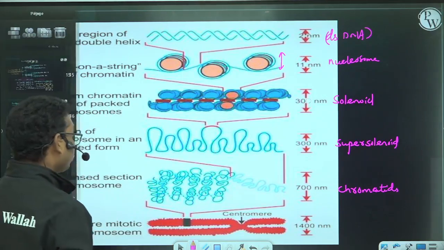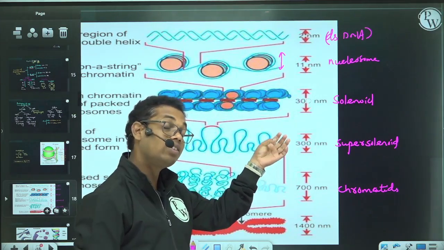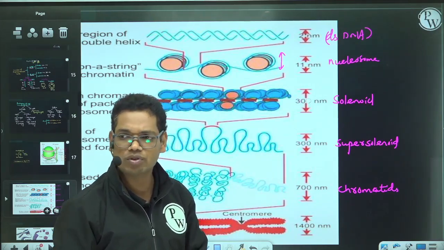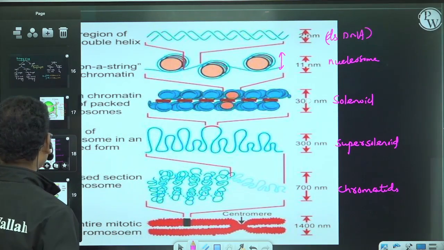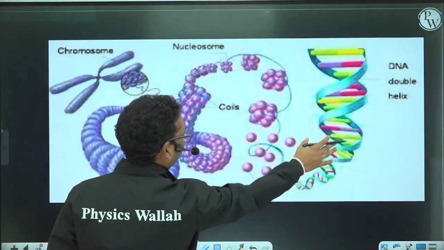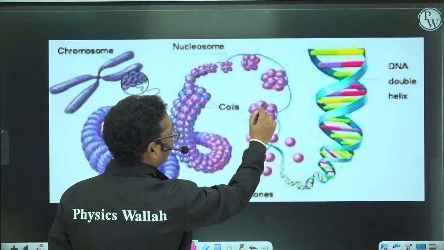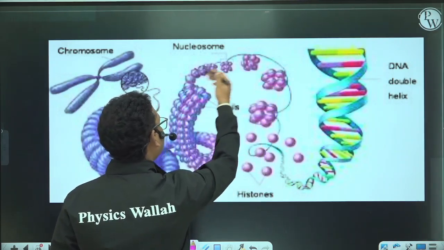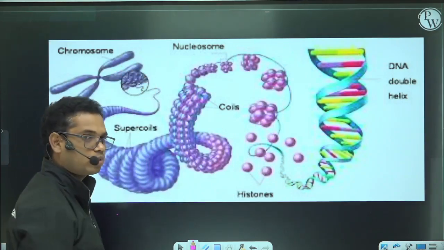In the lower level of packaging, it is the histone protein which is associated, but in the higher level, non-histone proteins are also associated. So we are done with the packaging of the DNA. You can see in this diagram, these are the histone proteins, and this is the core octamer, and the DNA gets wrapped around it. So this is a nucleosome, this is a nucleosome. Further it undergoes coiling, and ultimately it forms the chromosomes.